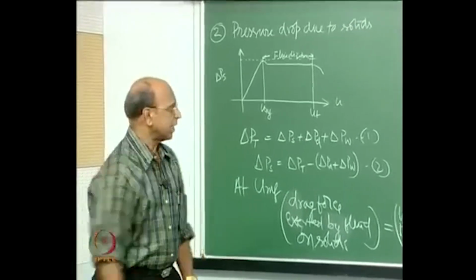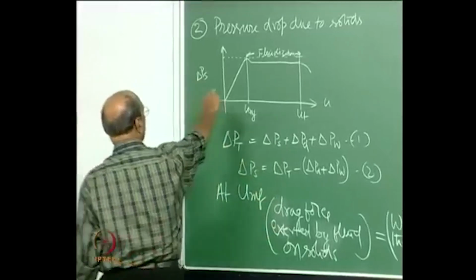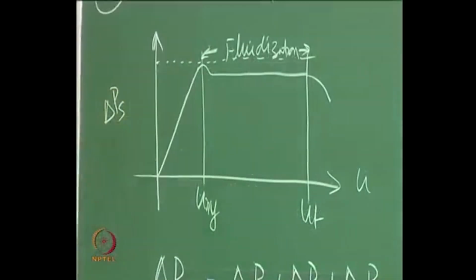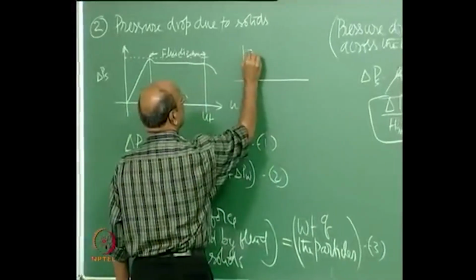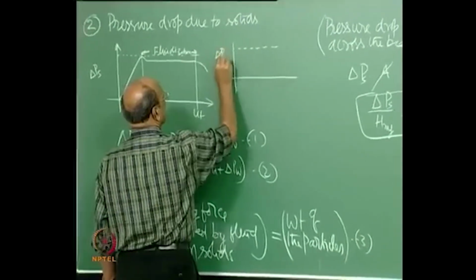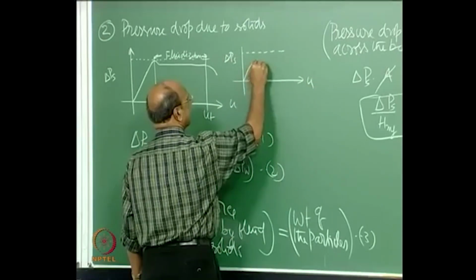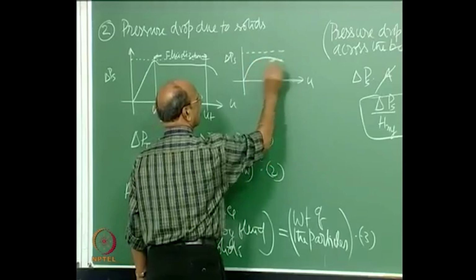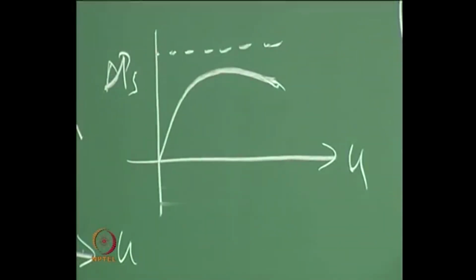Because I can calculate delta P s from that. So I just draw the delta P s value there, just for my reference. If this curve shows me something like this, this is the pressure drop, this is delta P s, this is u. Let me say that I have it like this. What do you say about this graph? Is there anything wrong with the fluidized bed?